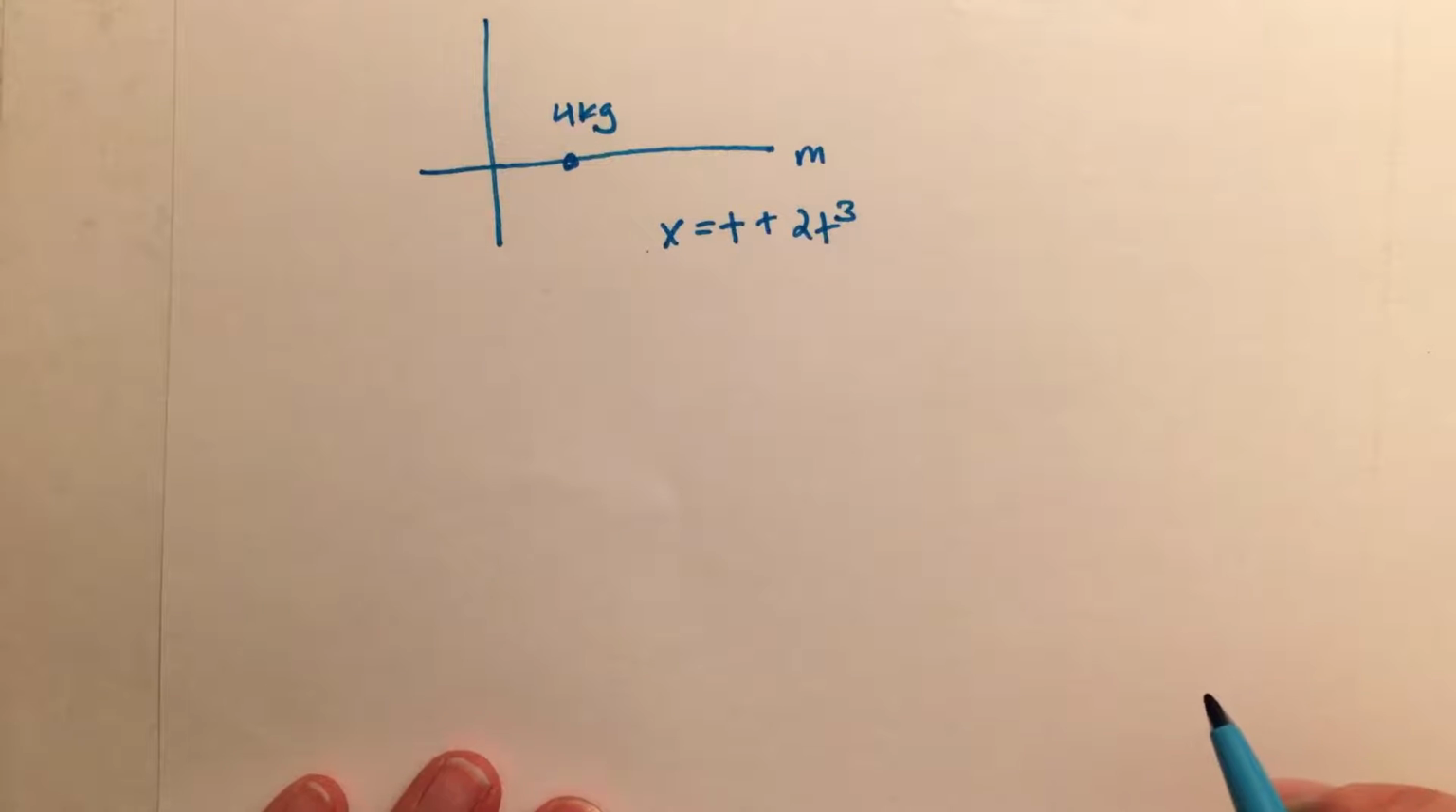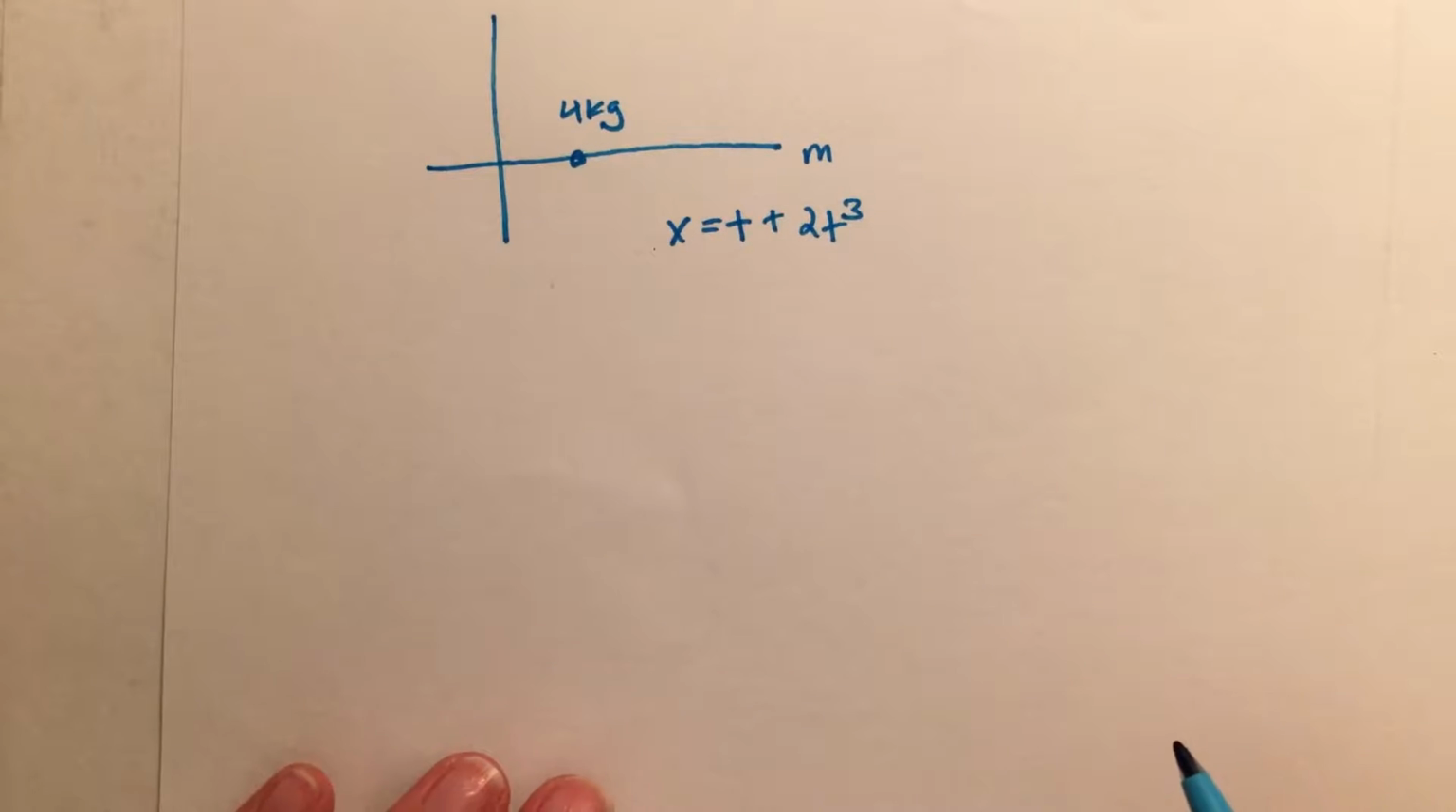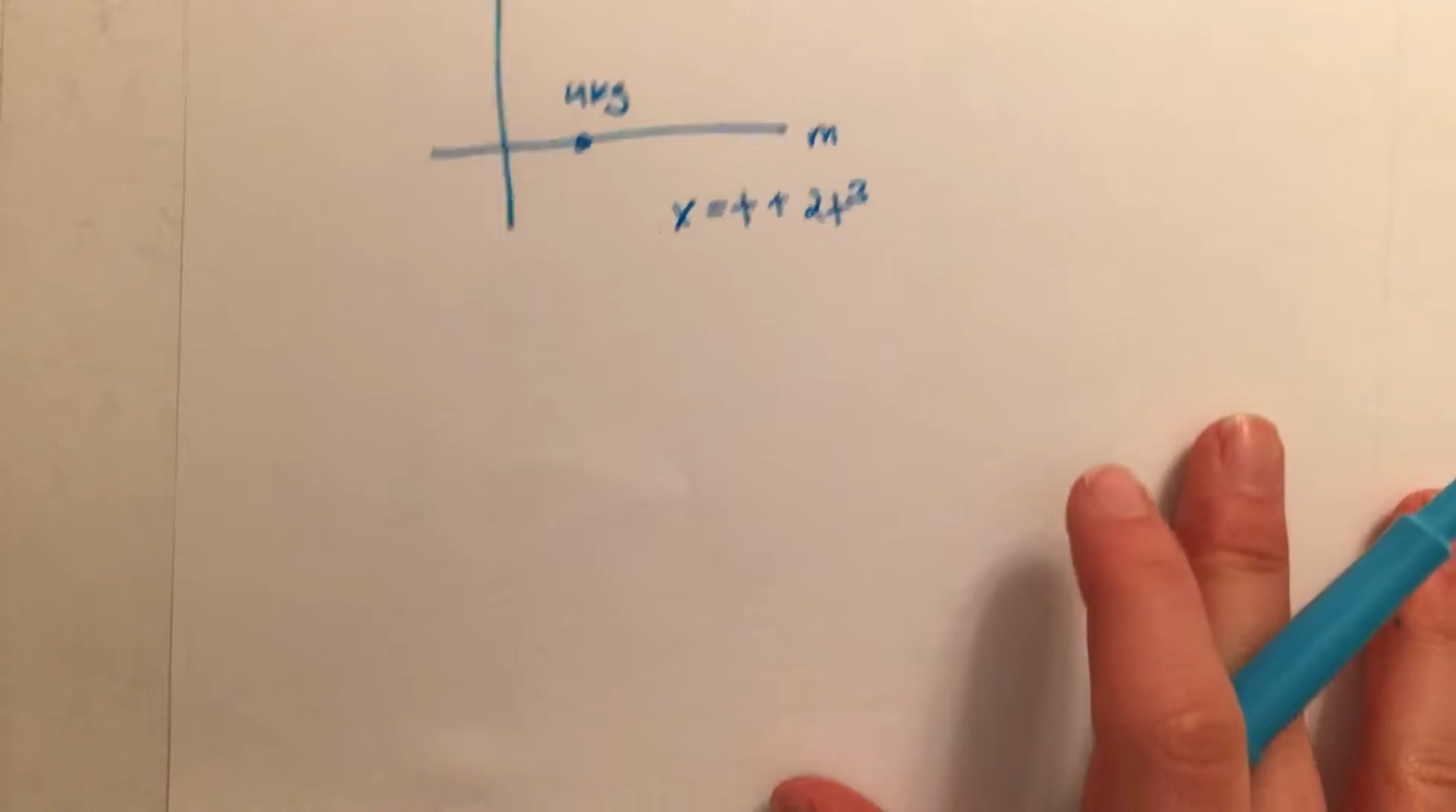Find the kinetic energy at time t, the acceleration of the particle and the force acting on it at time t, the power being delivered to the particle at time t, and the work done on the particle in the interval t equals 0 to t equals 2 seconds.